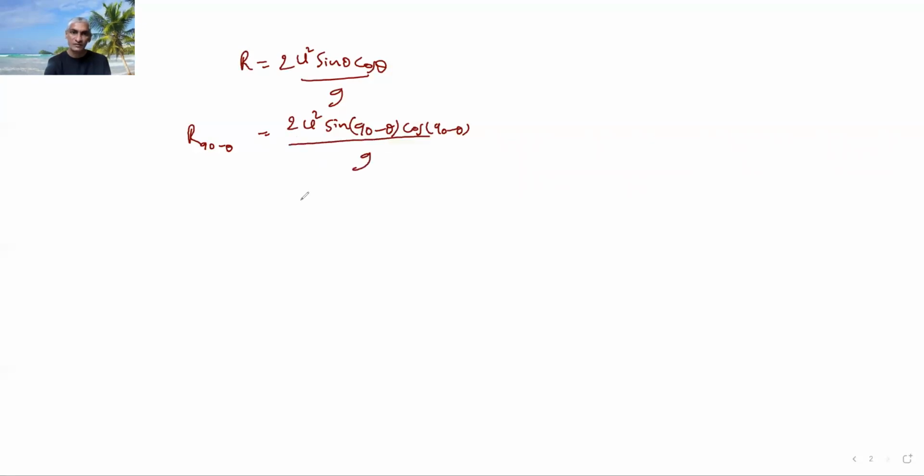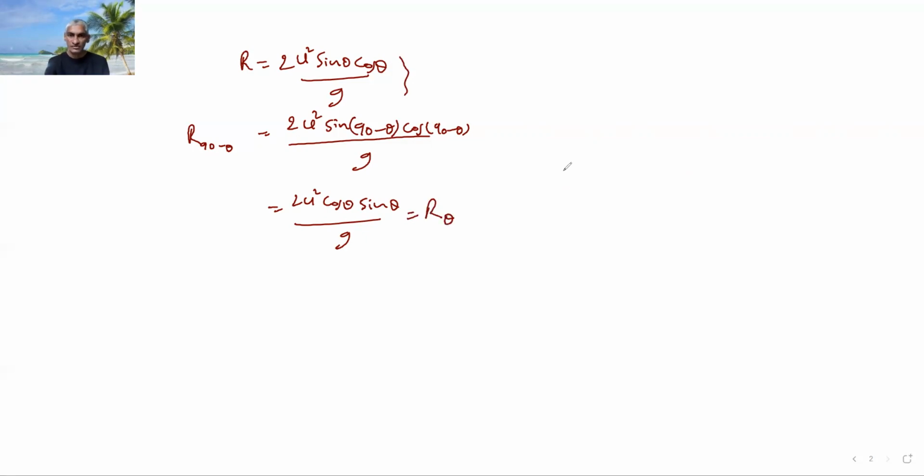Now one more thing, you see, range is given by 2u square sin theta cos theta by g. In place of theta, if you substitute 90 minus theta, what do you get? 2 into u square sin 90 minus theta into cos 90 minus theta. This is the range for 90 minus theta I am writing, right? By g. So it is 2u square into sin 90 minus theta is cos theta, cos 90 minus theta is sin theta, by g. So is it same as this one or not? So this is same as R for theta.